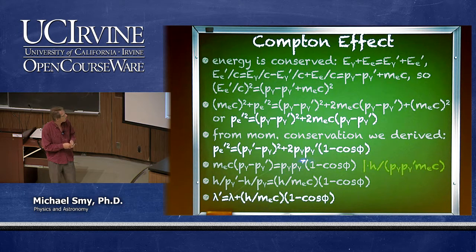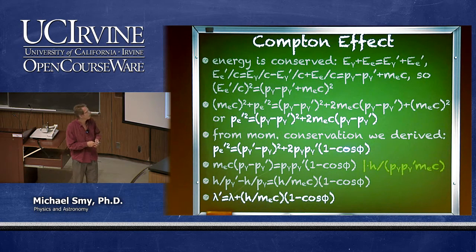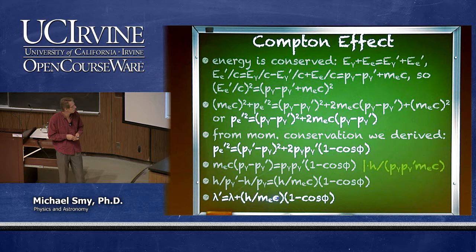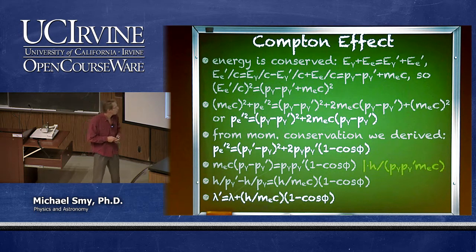And then on this side, both of the p gamma and p gamma prime go away, and I am just left with h over mec times 1 minus cosine phi. So in other words, the result is that the wavelength of the photon shifts by a constant amount, because all of these are constants of nature. This is the rest mass of the electron, the speed of light, and the Planck constant. So the shift in the wavelength is just controlled by the scattering angle and by nothing else.